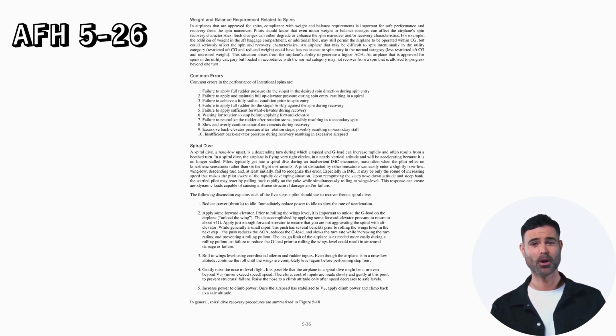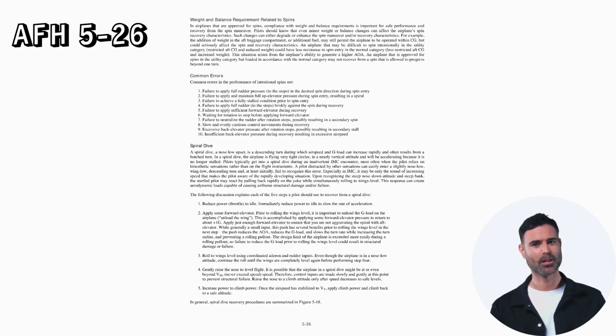While generally a small input, this push has several benefits. Prior to rolling the wings level in the next step, the push reduces the AOA, reduces the G-load, and slows the turn rate while increasing the turn radius and preventing a rolling pullout. The design limit of the airplane is exceeded more easily during a rolling pullout, so failure to reduce the G load prior to rolling the wings level could result in structural damage or failure.